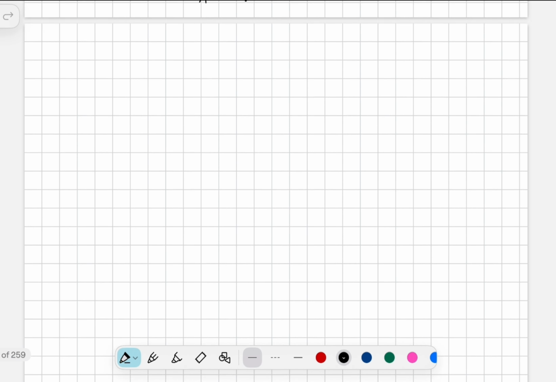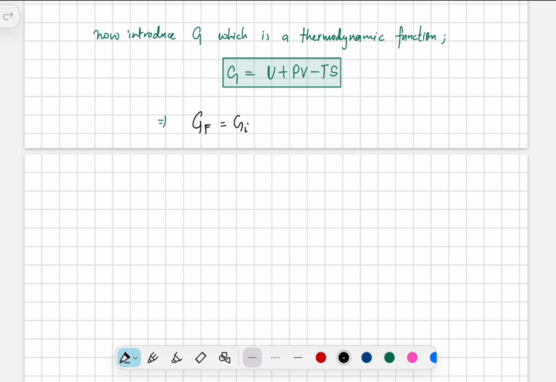The last one will also become G of F is less than or equal to G of I, or you can write it as delta G is less than or equal to 0. So this is our proof done.